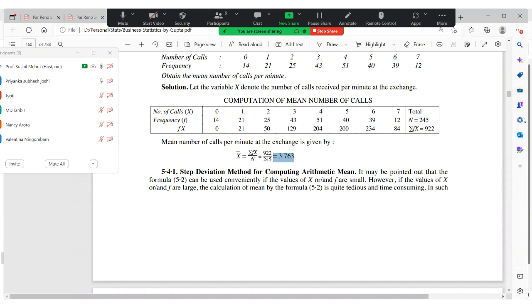Fine. Now, if these numbers are very high, for example, these variables are very high. This is simple numbers 0, 1, 2, 3, 4, 5, 6, 7, right? If the numbers are like 0 to 1000, or 48 or 96, 101, in that case, if you multiply these numbers by frequency, what happens? The calculation becomes more complex, right?